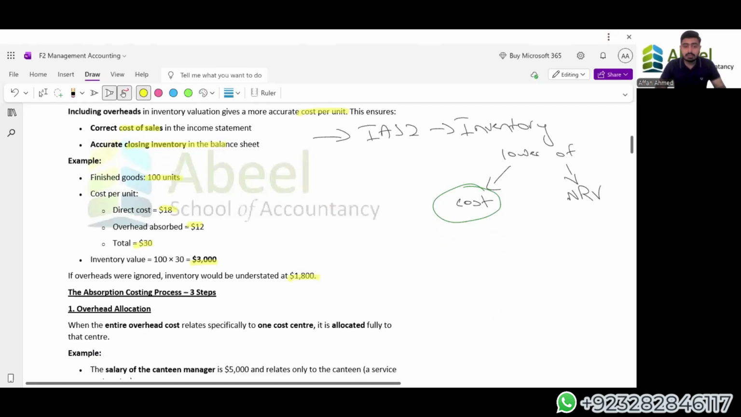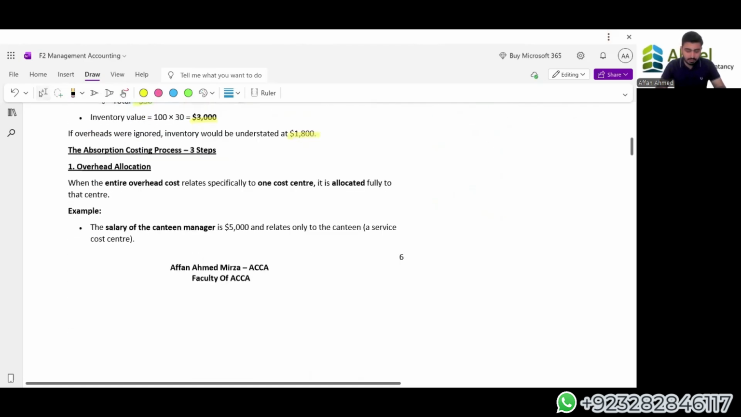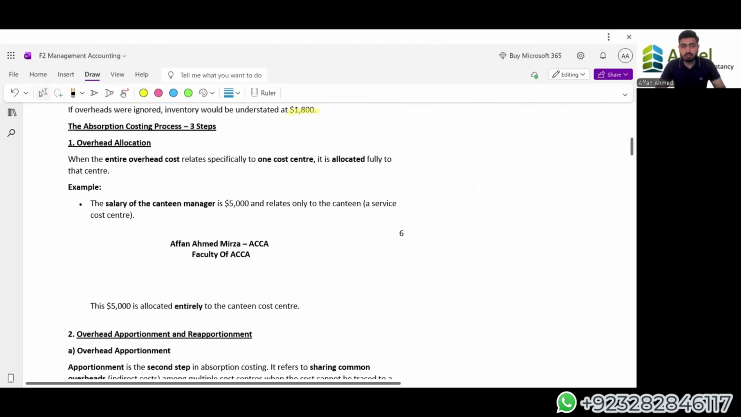Now, basically, there are three steps in which we can absorb a cost to a particular unit or to a particular department. First is allocation. Allocation is basically also known as assigning of cost. Okay. Now, there are two types of cost: one is a whole cost and one is a shared cost.